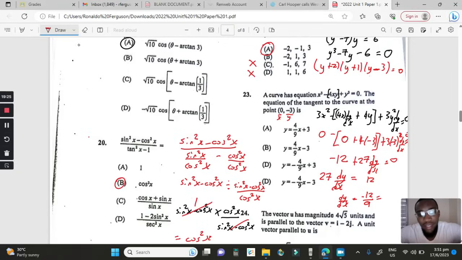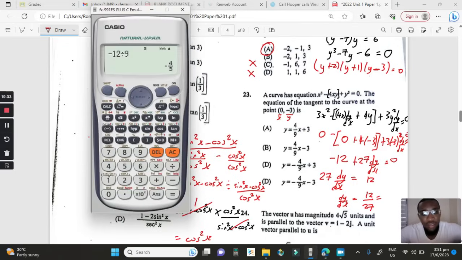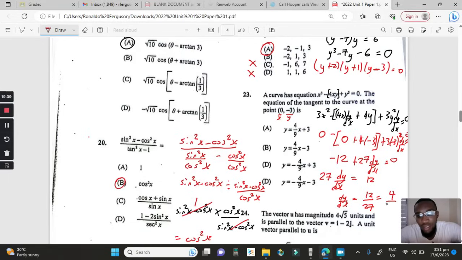And so I divide, so that is 12 over 27. Put 12 over 27 into your calculator. 12 divided by 27 is 4 over 9. So I'm looking for a question with 4 over 9 as the gradient, and also the y-intercept is -3, so B. Remember, this is the gradient of the tangent.